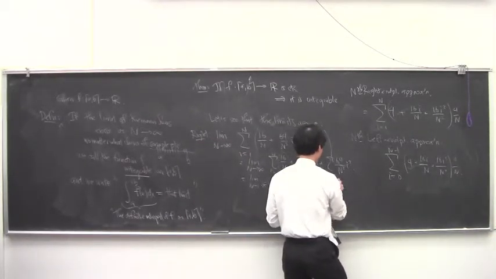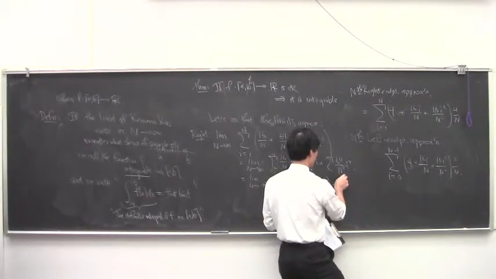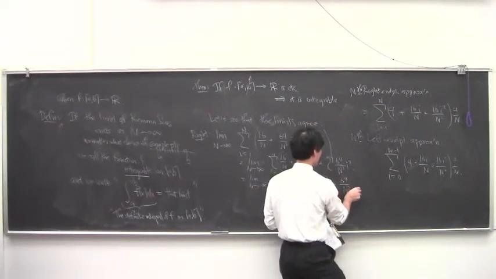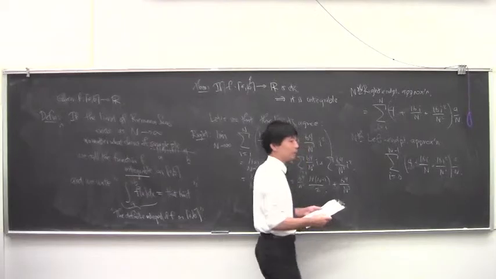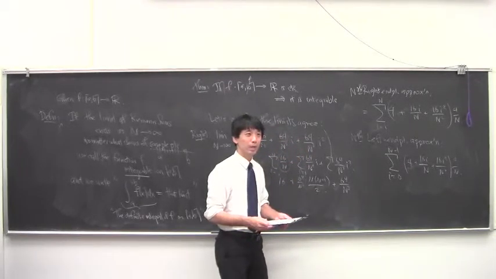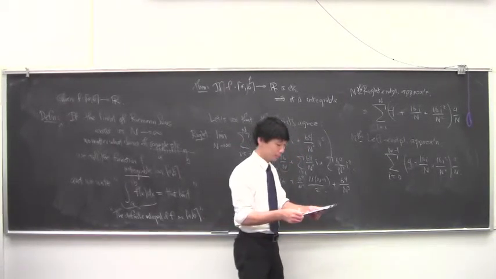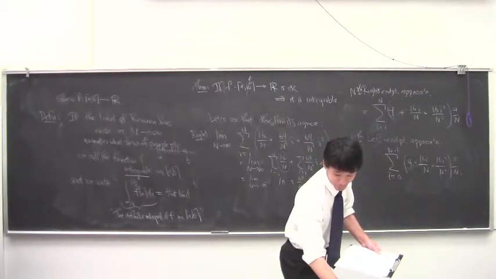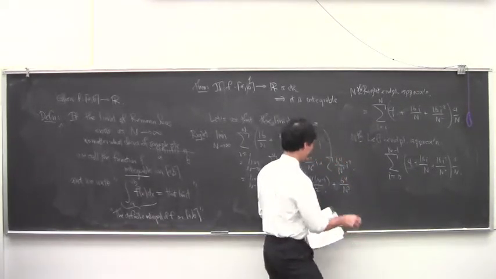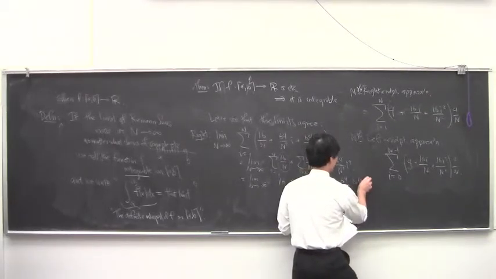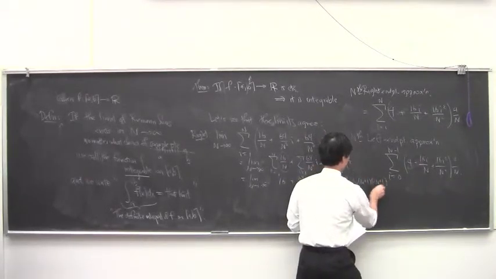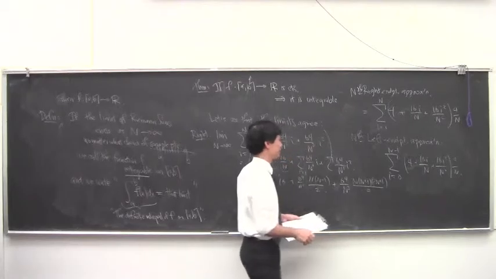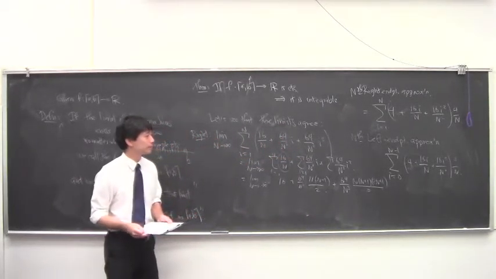Next one, we get 64 over n cubed times the sum of i squared, right? The sum of i squared, I never remember. What is it? Ria, help me. n times n plus 1 times 2n plus 1 over 6. Thank you.